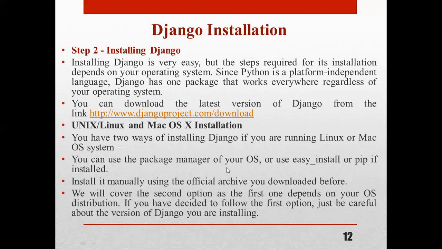So either you can use the package manager of your operating system or use easy install or pip. Okay, these are the commands. If it is not installed, install it manually using the official archive you downloaded before. So first you have to manually download Django for your installation.